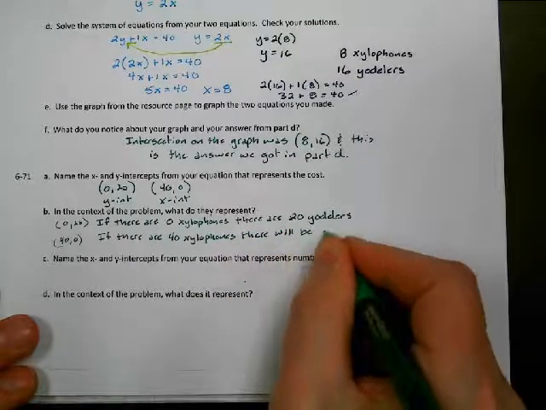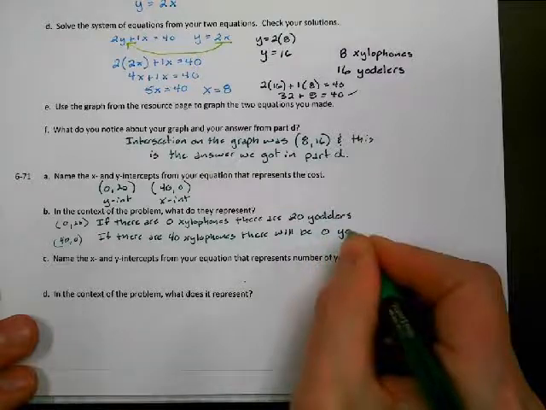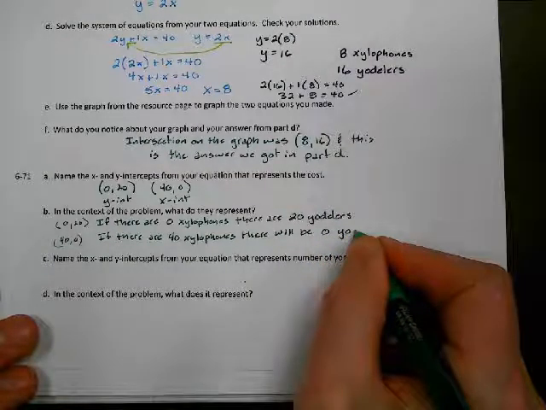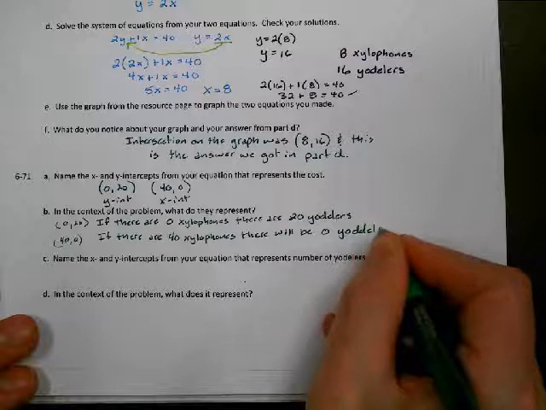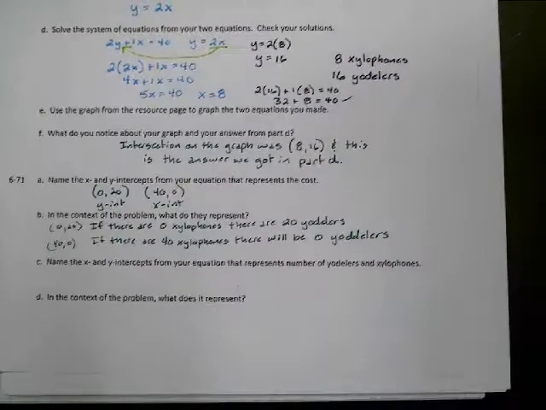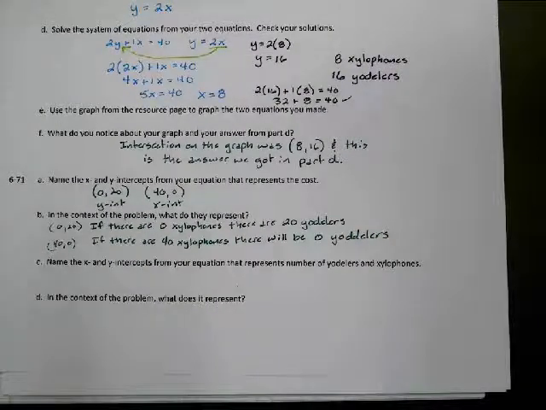How do I spell yodeler? Am I spelling it right? I don't care. And if there's 0 yodelers, how are they getting xylophones on the gondola in the first place? I don't know. Maybe they're powered. Whatever. Yeah, that works. All right.